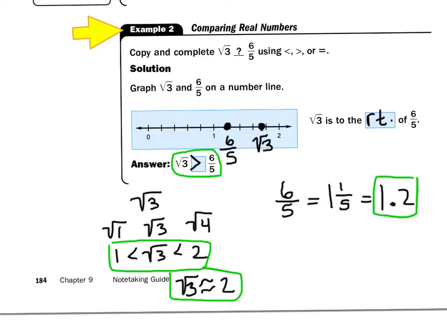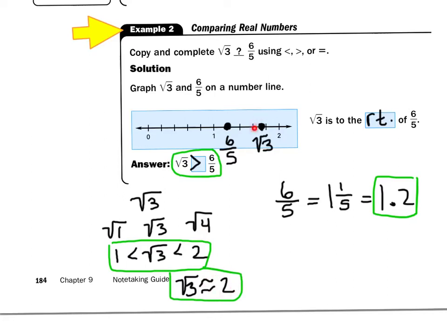Okay, what if they ask you in example 2 to compare real numbers? So if I want to compare radical 3 with 6/5 on a number line, well, you can use a number line or we can just estimate these, okay? So take a look at radical 3. If I want to estimate it, remember, I would surround it by the perfect squares. So it's really close to radical 1 and radical 4. Well, radical 1 is the same as 1 and radical 4 is the same as 2. Now, if I have to say who is it closer to, of course it's closer to 2. So I would say radical 3 is about 2.